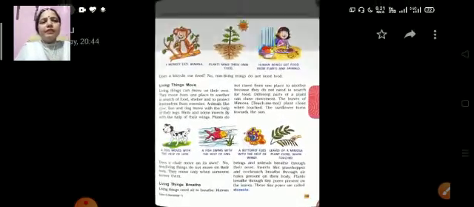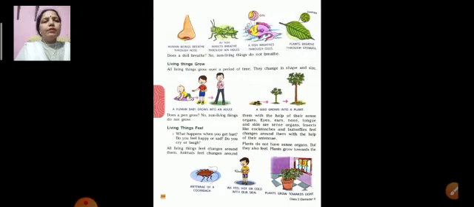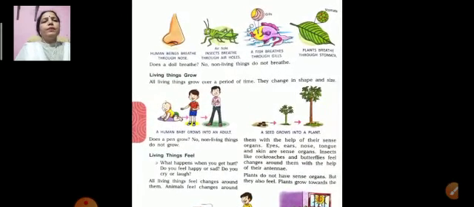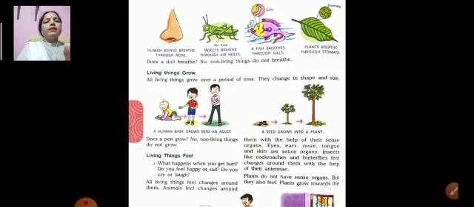So turn your page, children. Here you can see the picture. Humans breathe through the nose, and grasshopper insects breathe through air holes.